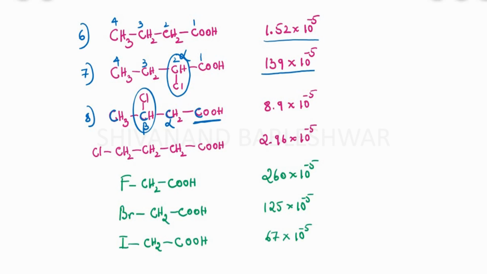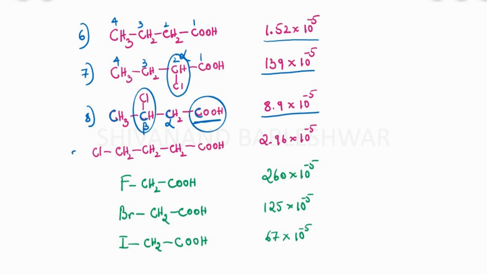So therefore with increase in the distance of the halogen atom from the functional group containing hydrogen, the acidic strength goes on decreasing. It means the Ka value becomes less. Larger the Ka value, stronger is the acid. Lesser the Ka value, weaker is the acid. So on comparing 7 and 8, in 8 the halogen atom is far away from the functional group COOH, so therefore the Ka value is 8.9 into 10 to the power of minus 5.